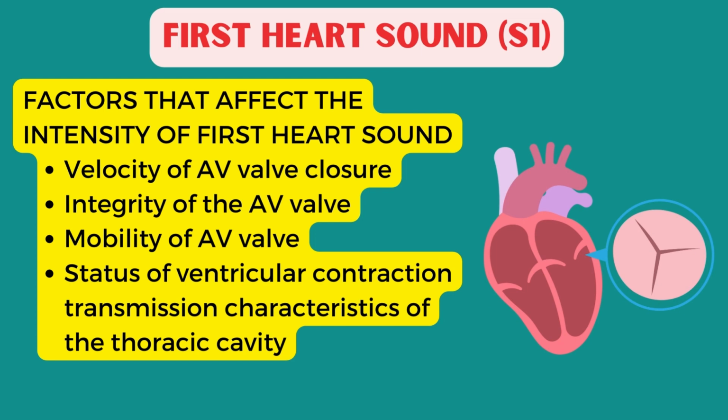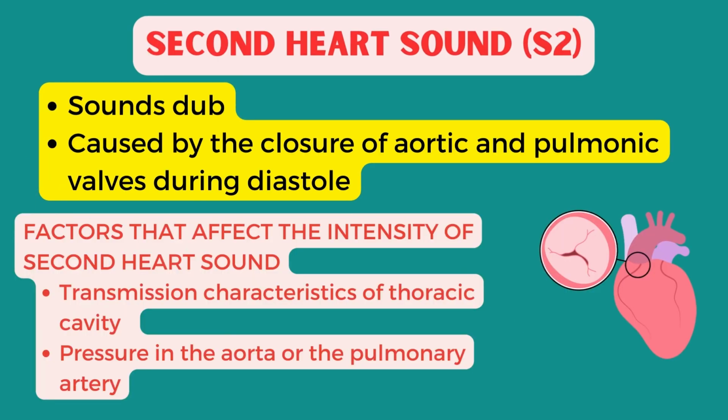The last factor is the transmission characteristics of thoracic cavity. Diseases like obesity, emphysema and pericardial effusion would decrease the intensity of all heart sounds because these conditions interfere with the transmission of heart sounds from the heart to the stethoscope. Now, let us understand the second heart sound.